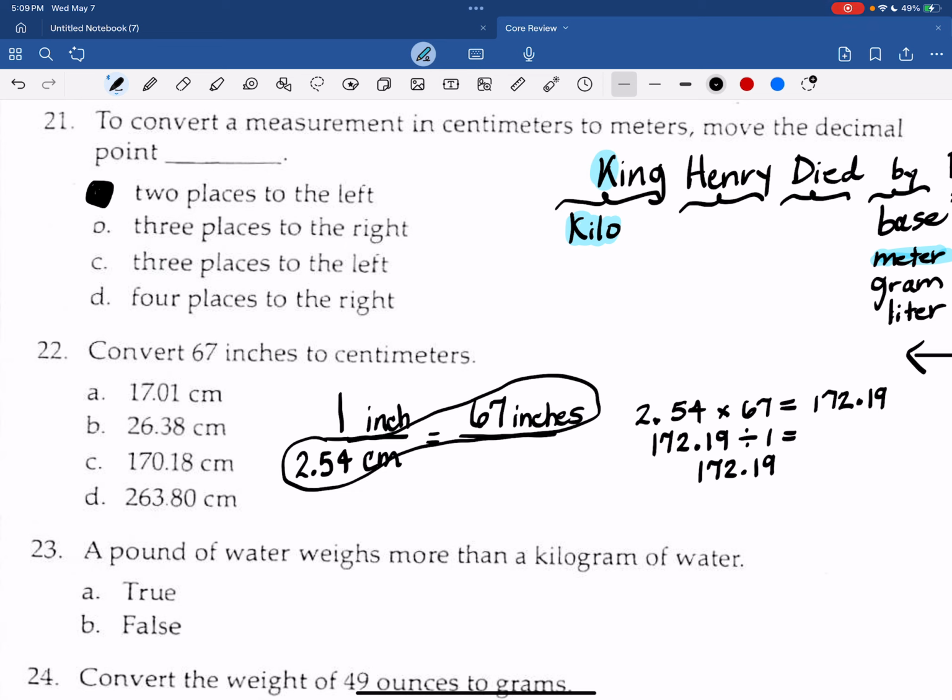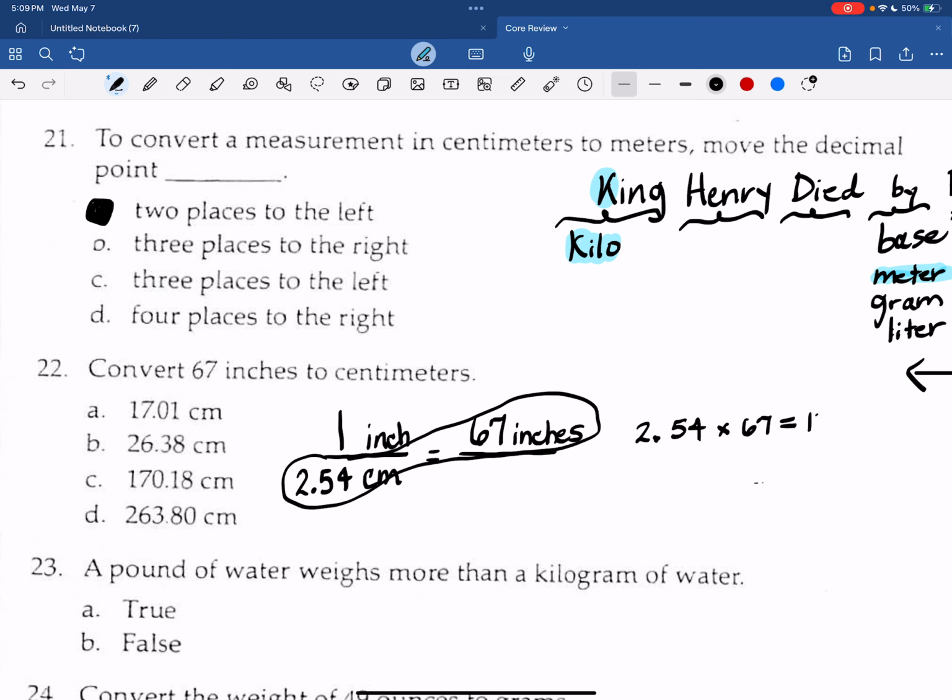Oh, I'm wrong in my notes. I multiplied by 64. Sorry about that. No. I typed it in the calculator wrong. 2.54 times. Oh, I know what I did. It was dyslexia. I flipped something right here. I know what I did. As soon as I typed it this time, I knew. I typed it in wrong. So this is 170.18.